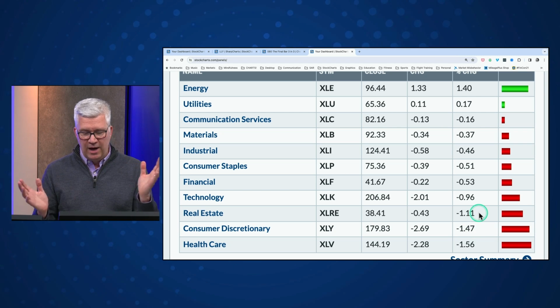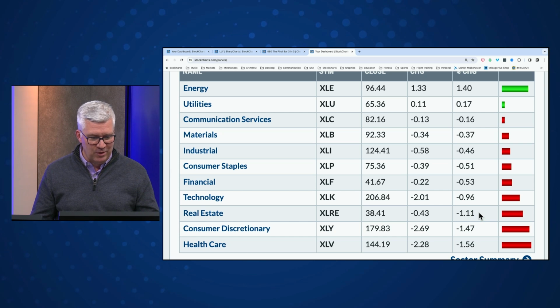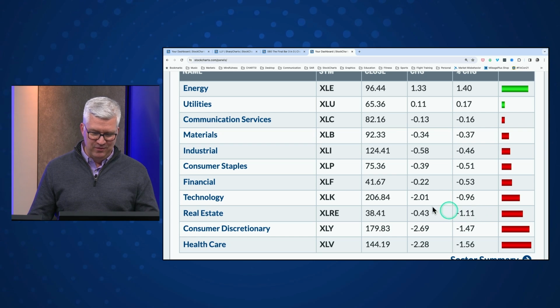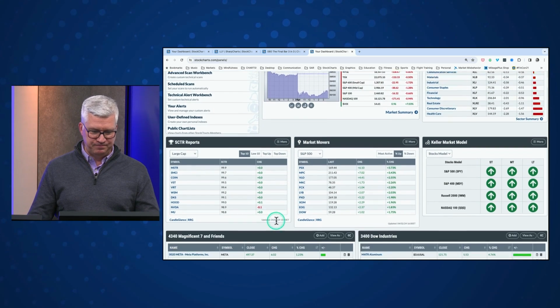The worst of the, I guess, quote-unquote Magnificent Seven. I think we're probably done with that label by now. Fab Four was one I've heard floated around. The real estate sector, third from the bottom, down 1.1%.